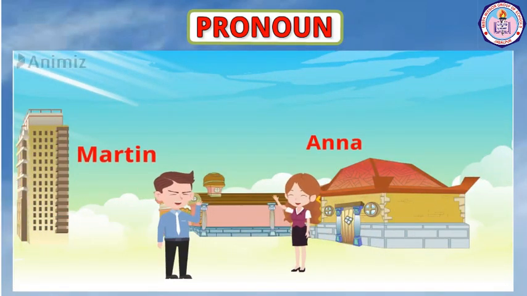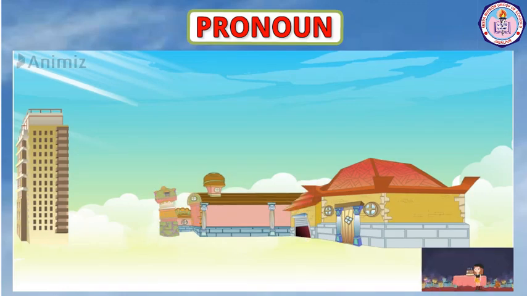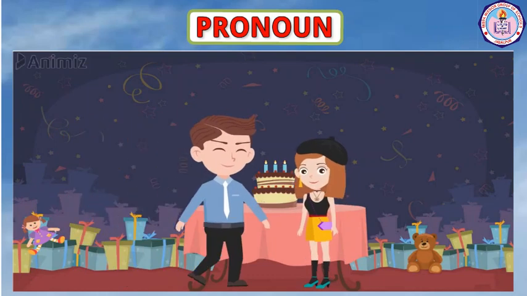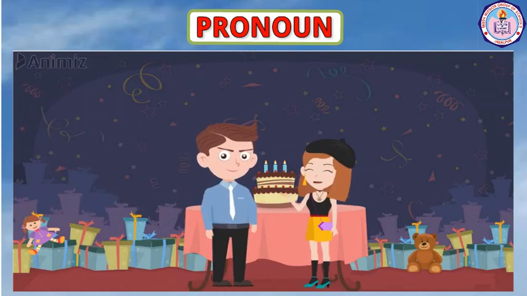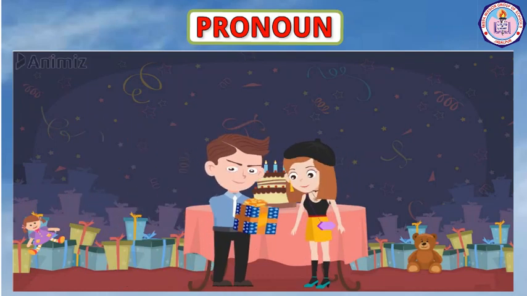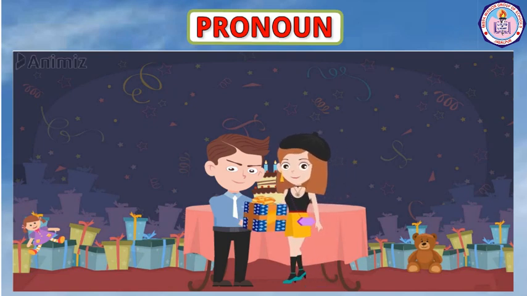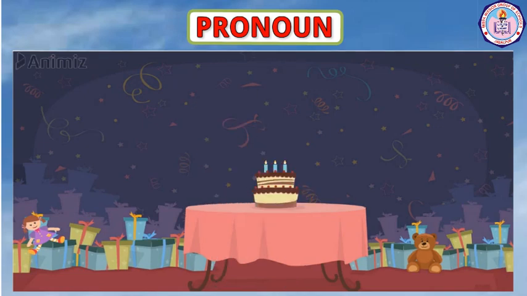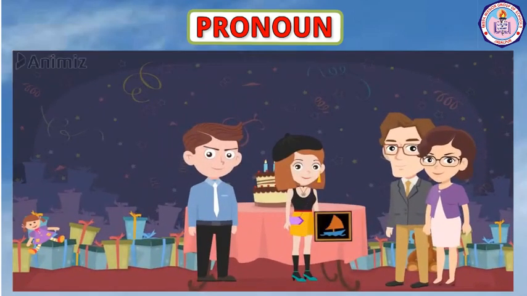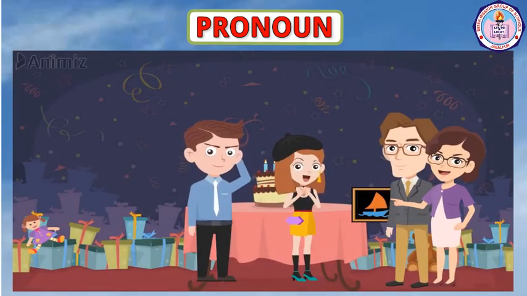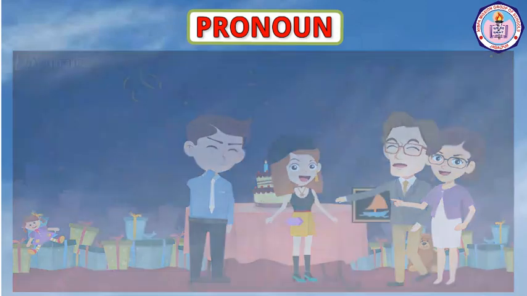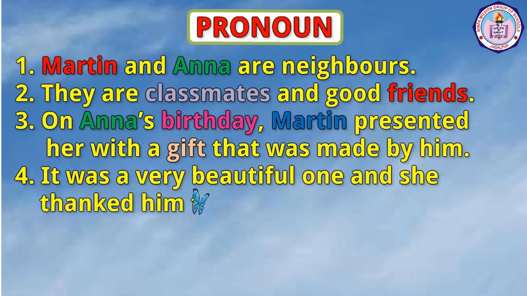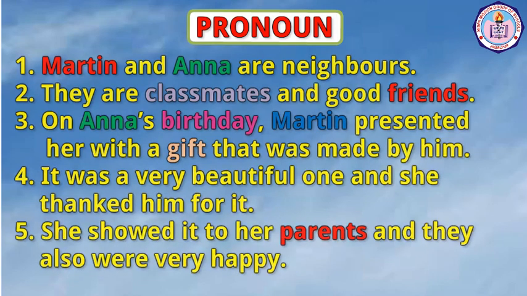Martin and Anna are neighbors. They are classmates and good friends. On Anna's birthday, Martin presented her with a gift that was made by him. It was a very beautiful one and she thanked him for it. She showed it to her parents and they also were very happy. For our convenience, let me arrange these 5 sentences in separate lines.